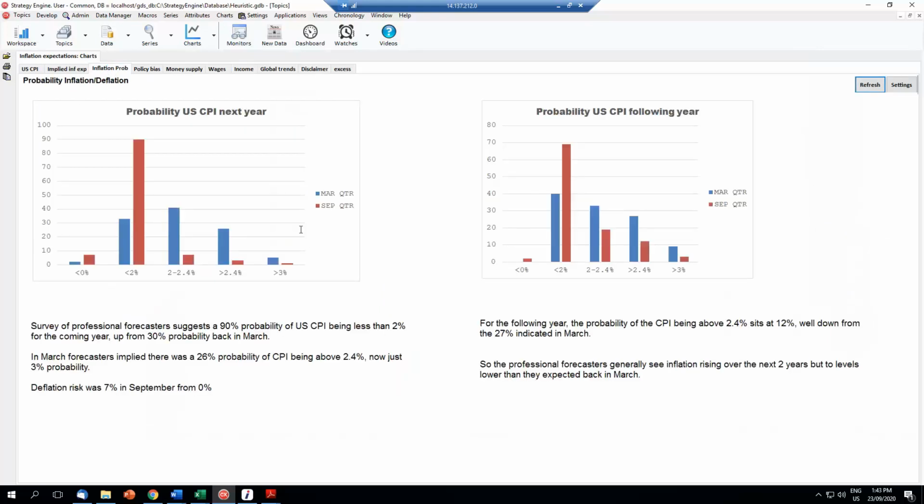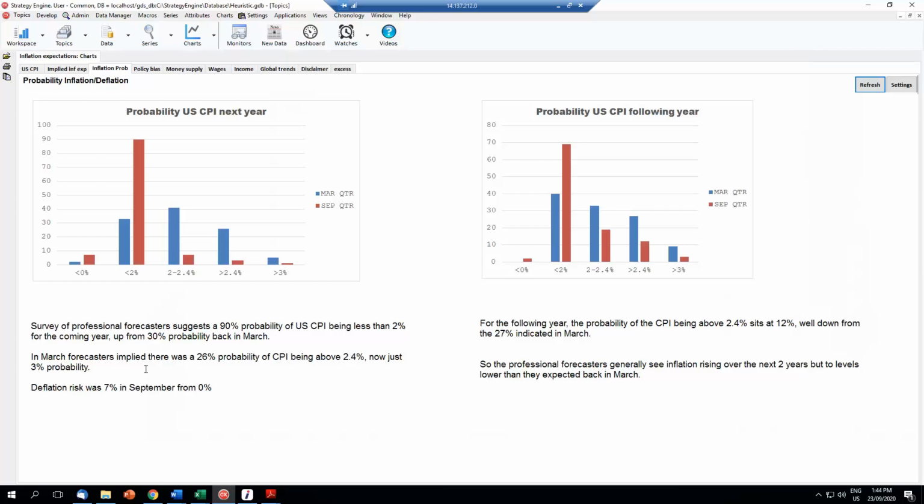Another survey, this is a survey of professional forecasters in the US, suggests a 90% probability of the US inflation rate being less than 2% over the next year. And in fact, if we go out to the following year, it's still high, about 70%. So by and large, most forecasters are still expecting inflation to be sub 2% in the US. So that's not exactly a high inflation environment.